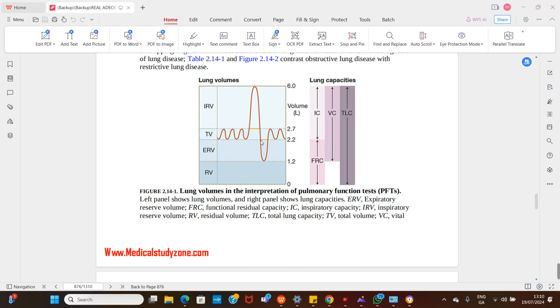It has to be in the lung to keep the airways open. And that's what we call the residual volume. And that's usually 1.2 liters. So from here to here represents your residual volume. 1.2 should be there, unless the entire lung will collapse.